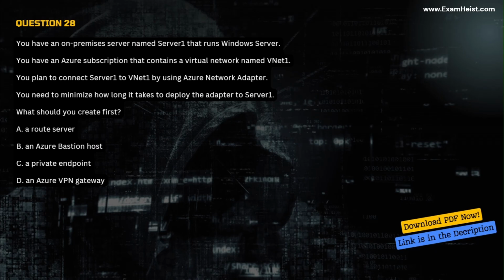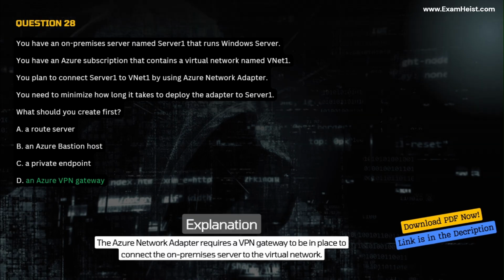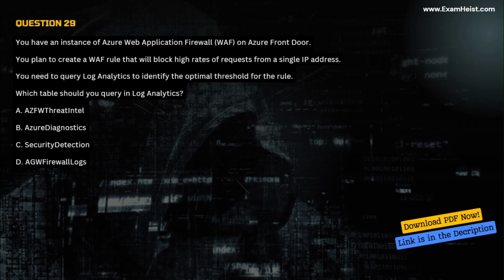A. A route server. B. An Azure Bastion host. C. A private endpoint. D. An Azure VPN gateway. Correct answer D. An Azure VPN gateway. Explanation. The Azure Network Adapter requires a VPN gateway to be in place to connect the on-premises server to the virtual network.